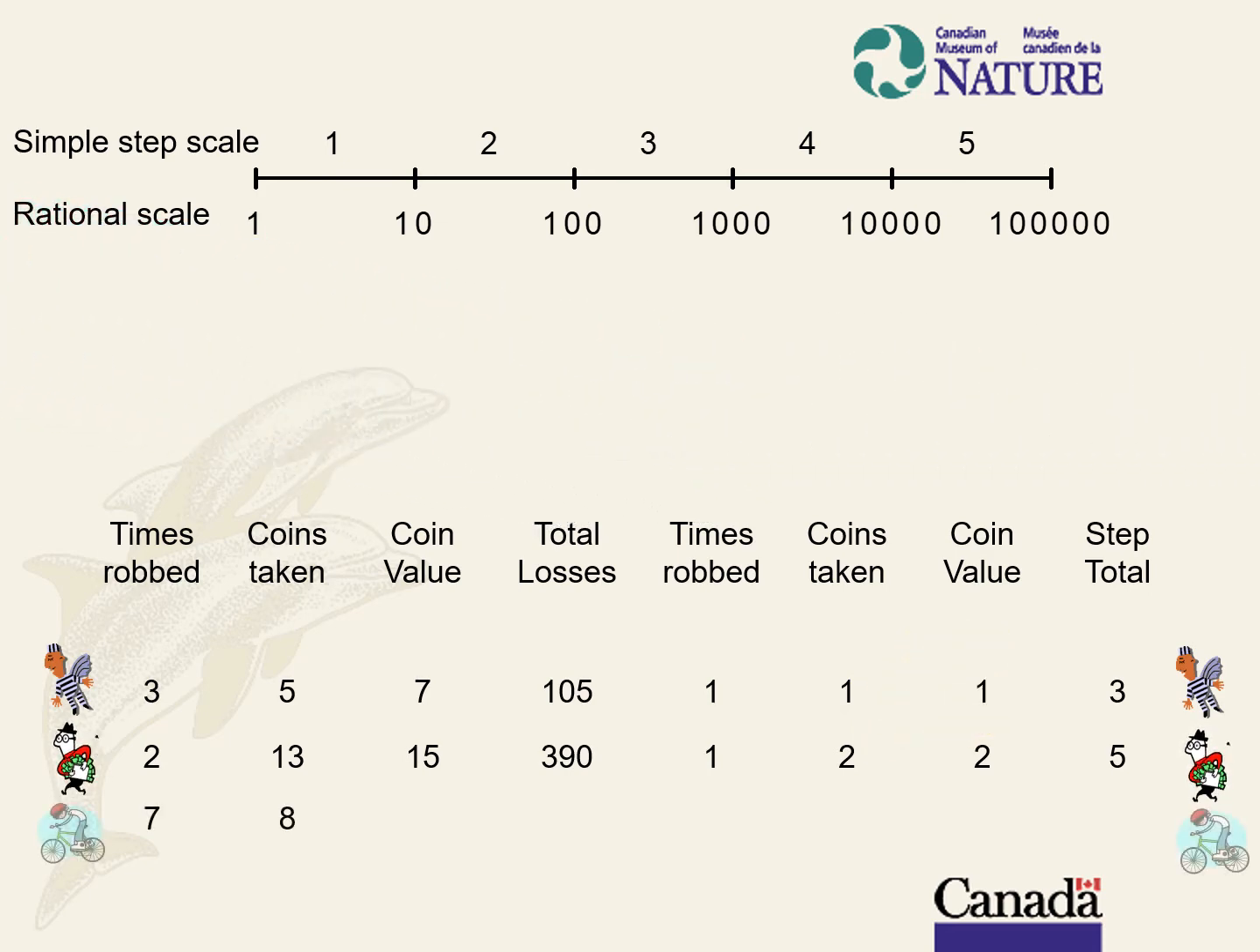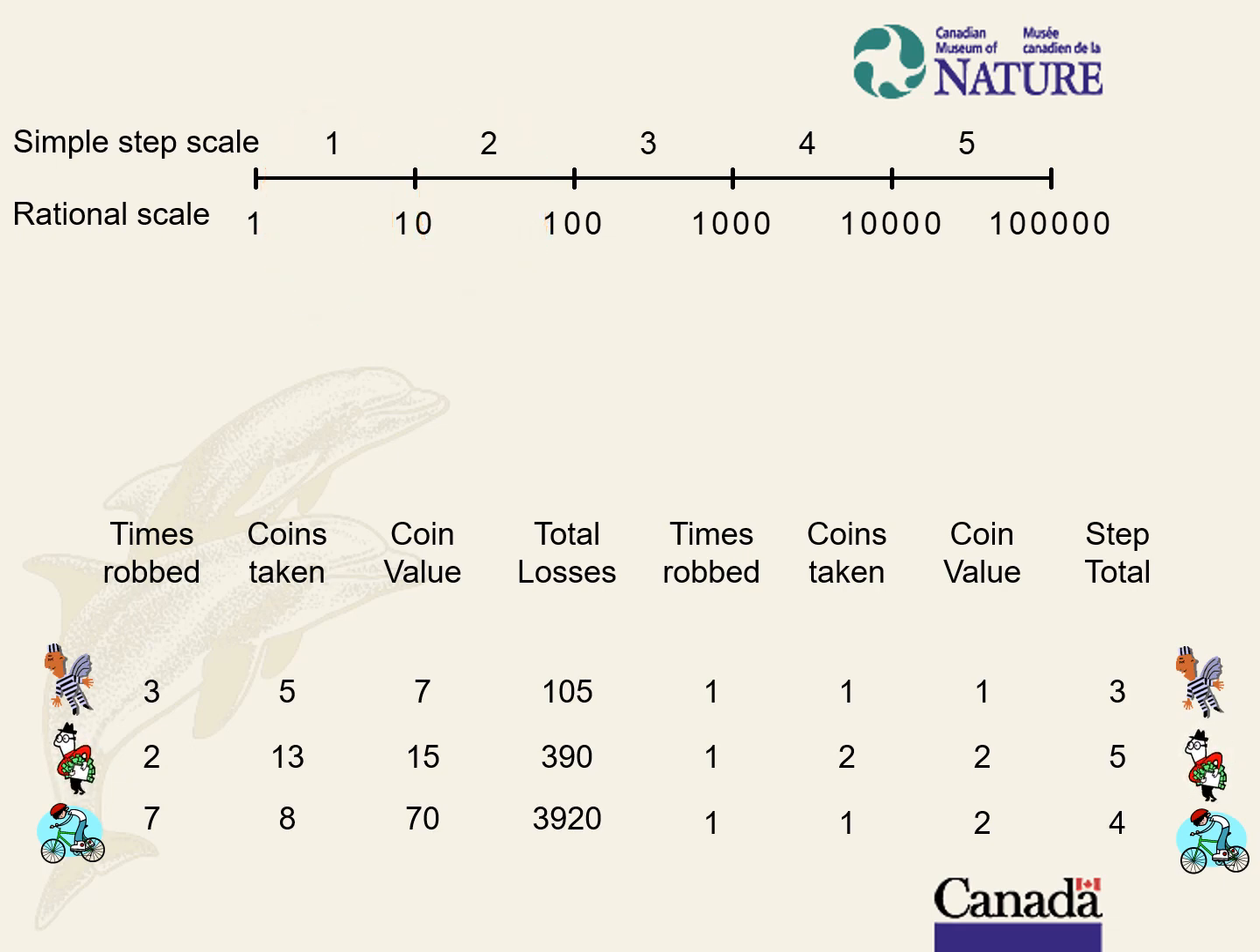Now, George is going to meet the bicycle thief. And how does he make out there? Oh, that guy's bad. The bicycle thief gets George 7 times through the year. He only takes 8 coins each time, but the coin value is 70. When we multiply 7 times 8 times 70, we get 3,920 denarii stolen from George. Boy, let's see how this works on the simple scales. Well, the 7 and 8 correspond to a 1, and the 70 corresponds to a 2. So we have 1 plus 1 plus 2 equals 4.